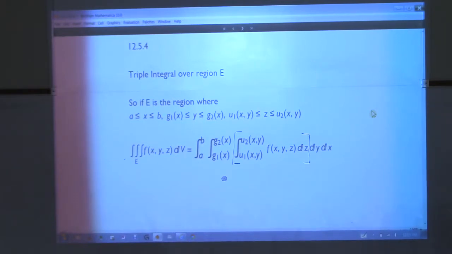Pretty much what you're trying to do is eliminate a variable at each step. Yeah, each step you get rid of one variable. Yep. All right, I'm going to move on.